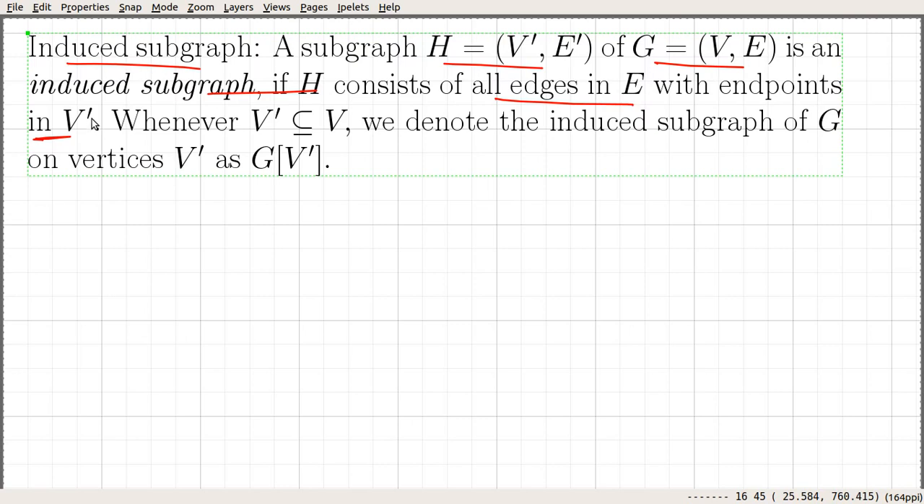Okay, so let me give an example. So let's consider this graph G, and let me build a subgraph.